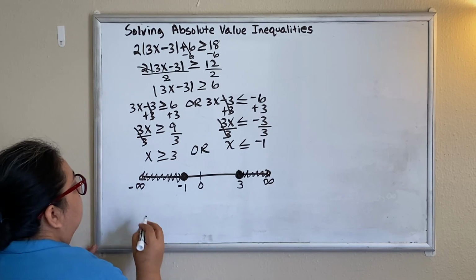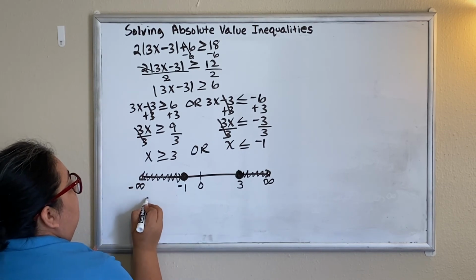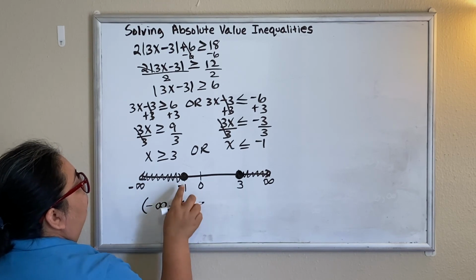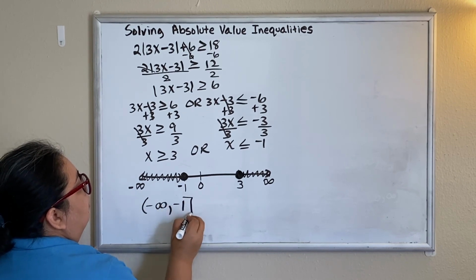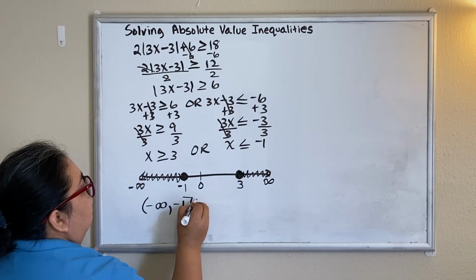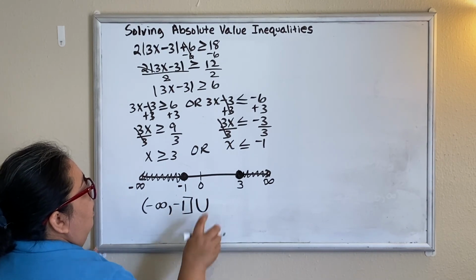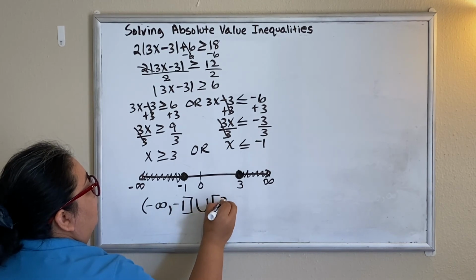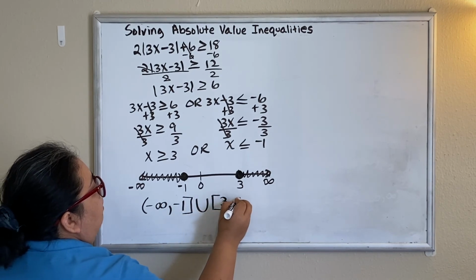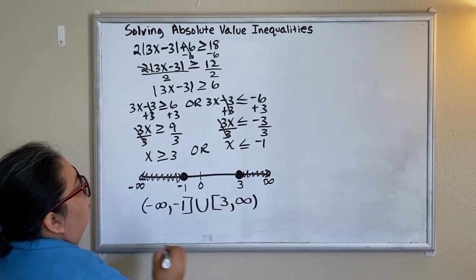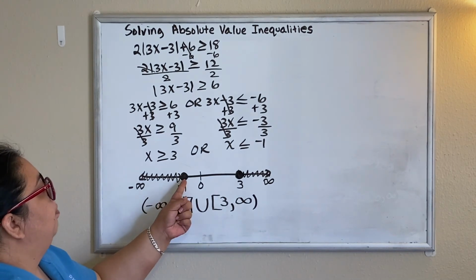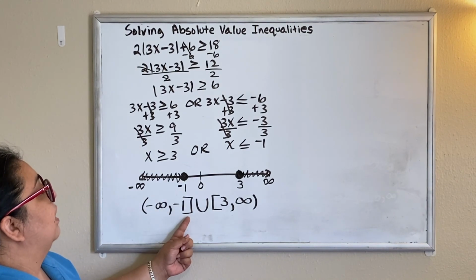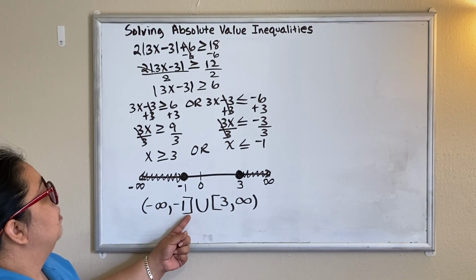So now interval notation, my shade starts at negative infinity. So negative infinity, comma, negative 1. This is closed, so I'm going to use a bracket. Union, because I have a break. This is closed, so I'm going to have a bracket, 3, comma, infinity. Remember, if it's open, you use a parentheses. If it's closed, you use a bracket. This is closed, so we're using a bracket.